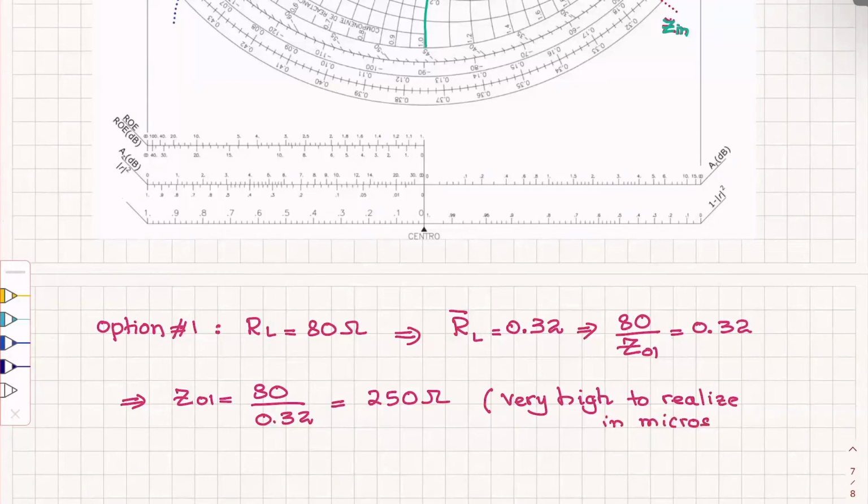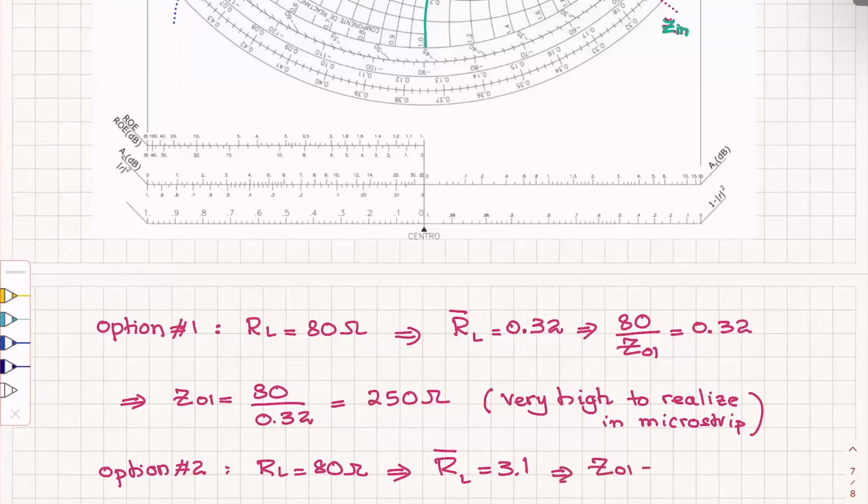So what would you do? Okay, let's see. You would like to see what your other option is. Option 2 will be to go from RL, which is 80 ohms, to have an RL normalized, which is 3.1, which means that your Z01 has to be 80 divided by 3.1, which makes Z01 to be, sorry, 80 divided by 3.1, which is 26 ohms.